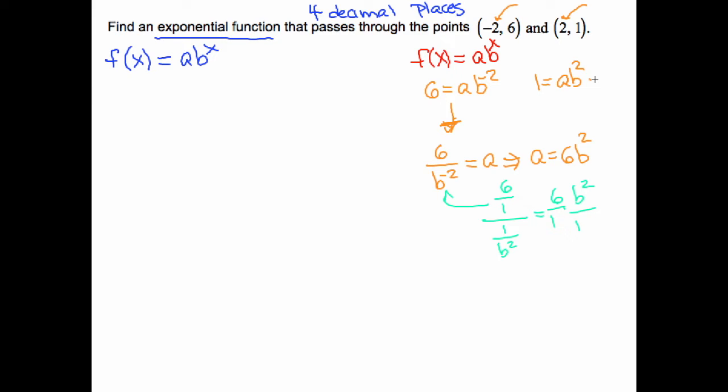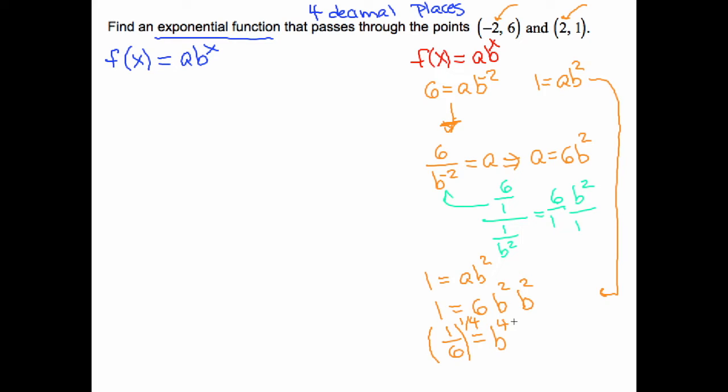Now I'll go to my other equation, which is 1 is equal to ab squared, and I'll put in place of a 6b squared. So now I have 1 is equal to 6b squared times b squared. So I want to solve for b. I'll divide both sides of the equation by 6. So I have 1/6 is equal to, and at the same time I'll multiply b squared by b squared, and I'll get b to the 4th. So if I take the 4th root of both sides of the equation and solve for b to 4 decimal places, I find b to be the 4th root of 1/6, or to 4 decimal places, 0.6389.